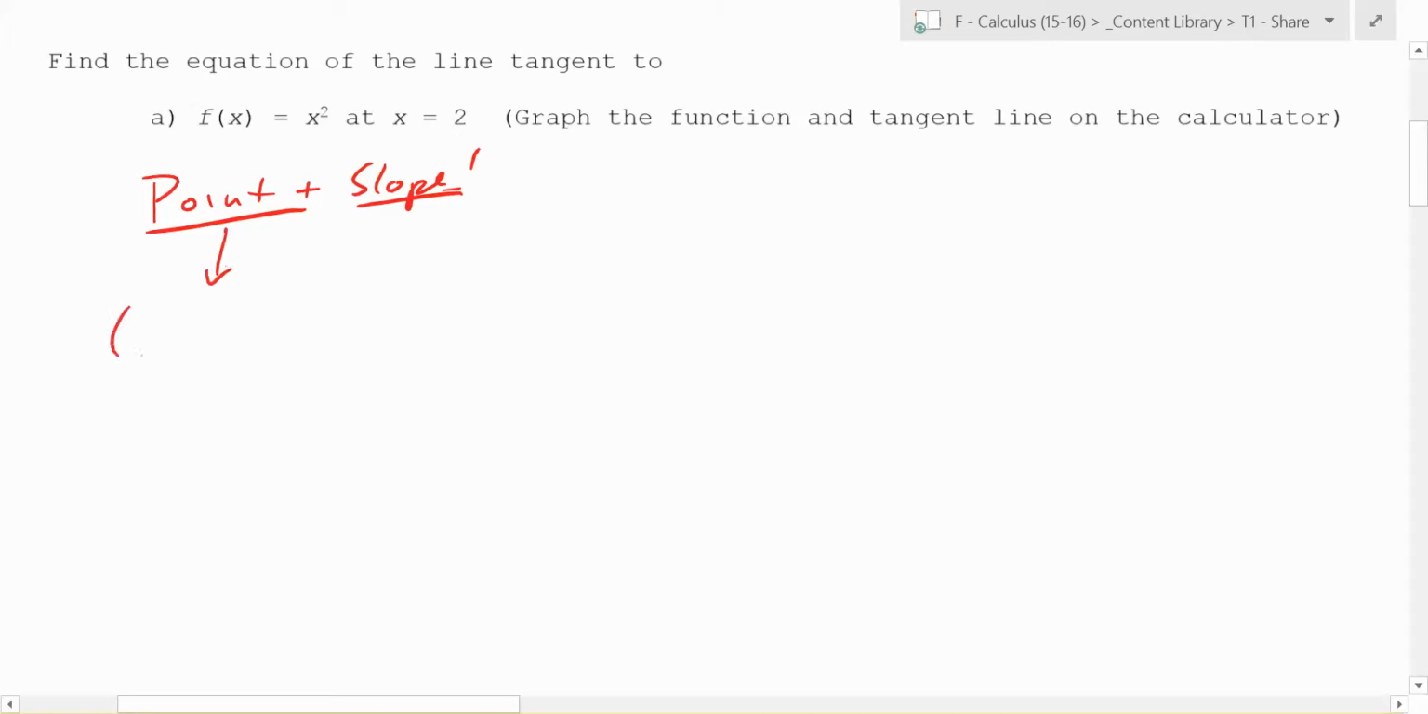What is that half we have already? So how do you get the y value? So you plug in 2 into this function. What do you get? 4. So we have the point. So we're halfway there. What's the equation I want you to use?